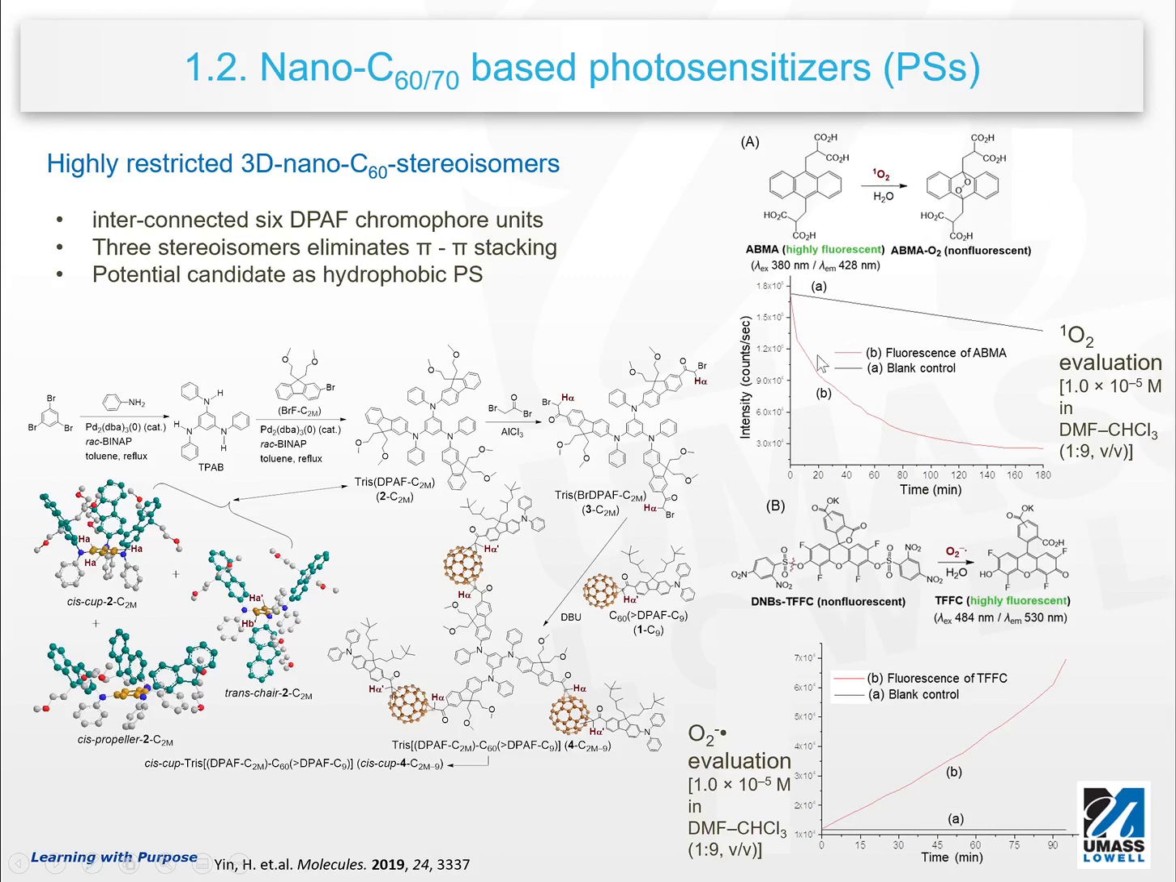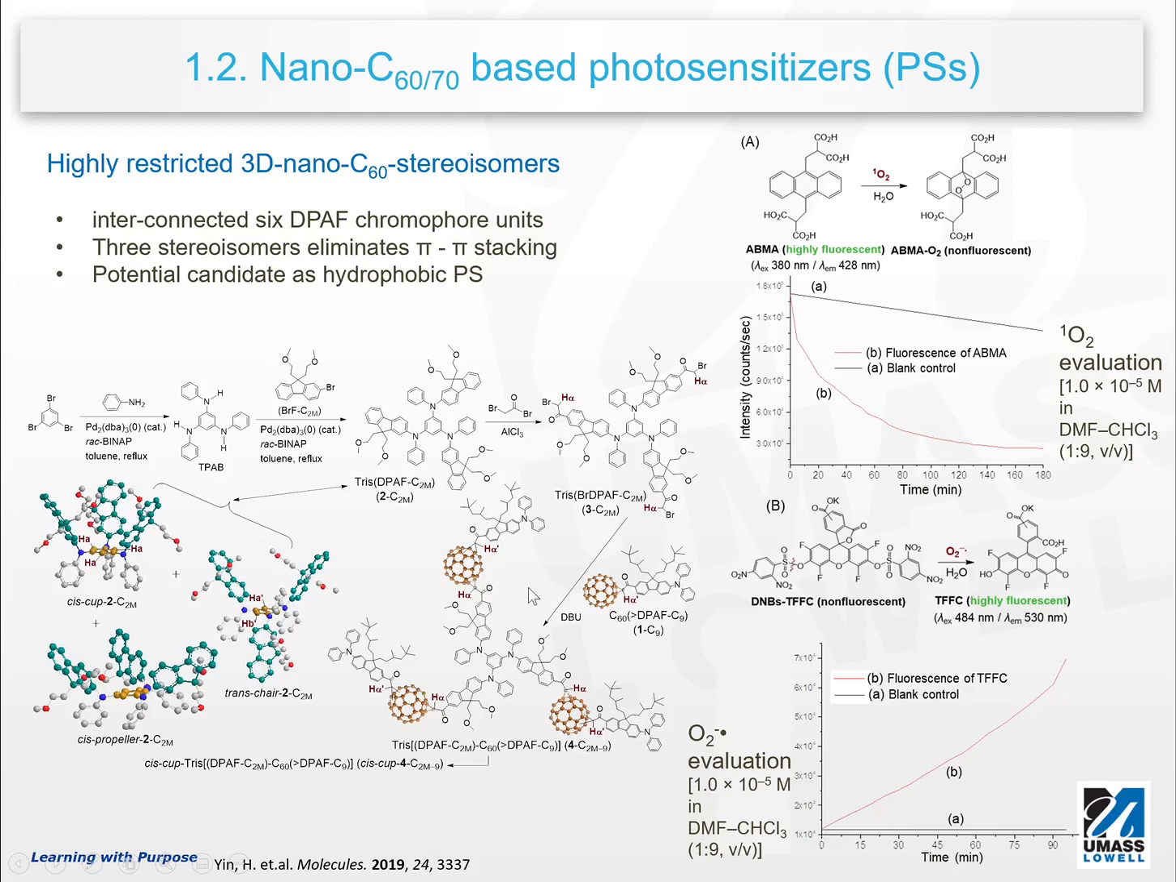And as you can see the data here, this type of molecule did show efficient singlet oxygen generation. And for superoxide radical generation, we synthesize and use this type of probe. This probe is sensitive to superoxide radical. By itself it doesn't have any fluorescence, and once you treat it with superoxide radical, the product will have a very high fluorescence. And in the data, we can also see they have efficient superoxide radical generation.